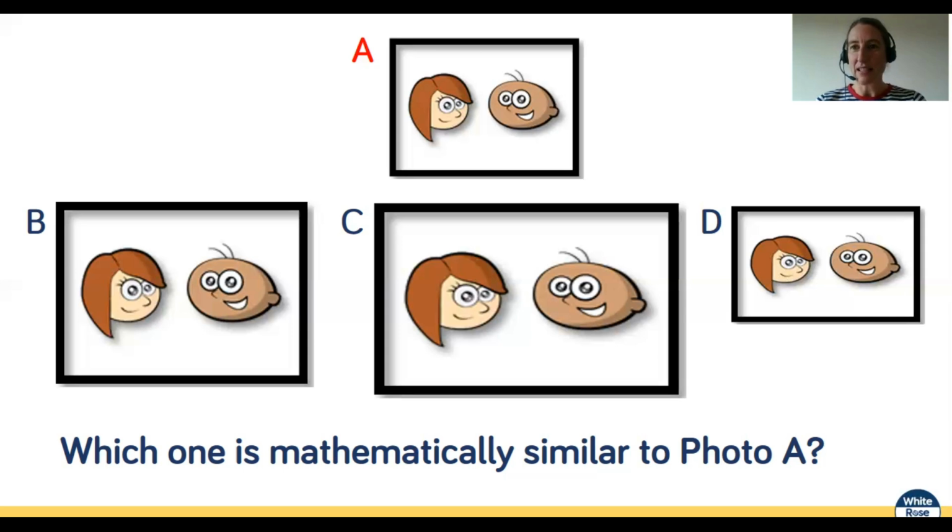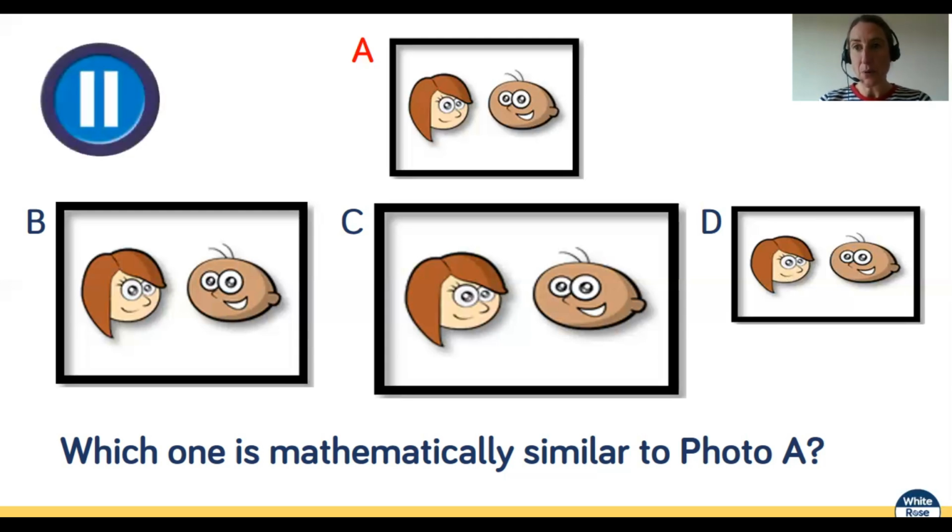So before answering this question, I might do an activity such as this. So you can see there, A is exactly the same picture as I had in the exemplar question of Rosie and Tommy. And all I've done is slightly changed that rectangle to make images B, C and D. This time, can you spot which one is mathematically similar to photo A? You might want to pause the video so that you can have a look at that. In fact, there was just one image that was mathematically similar to A, and it was B.